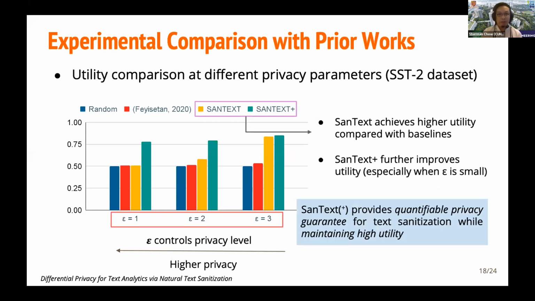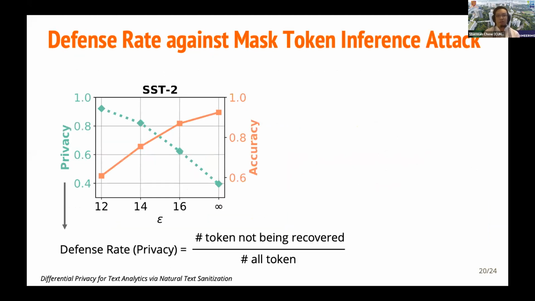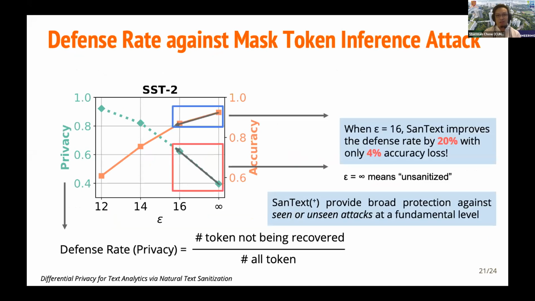So that's one aspect. The next one is about our major concern, privacy. We try to use the language model prediction mechanism to attack our own model. That is a very rough description of the attack. As you may expect, the result is that we can improve the defense rate, according to the definition you can see on the screen, with only a small accuracy loss.